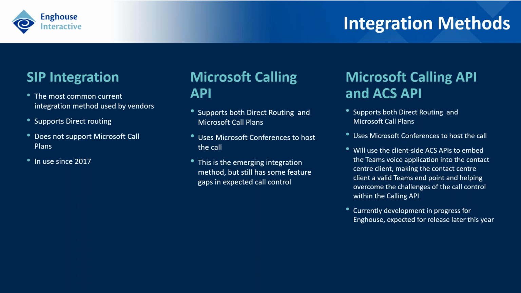What we've latterly introduced is what is sometimes called the native integration, and that's using the Microsoft Graph APIs, and more specifically the calling APIs within there. So in this scenario, we're not so interested in how the call gets to Teams. It supports direct routing, Microsoft call plans, etc. And the calls route directly to the phone system, so to the Microsoft cloud, where they're going to be placed into a conference in the Microsoft cloud.